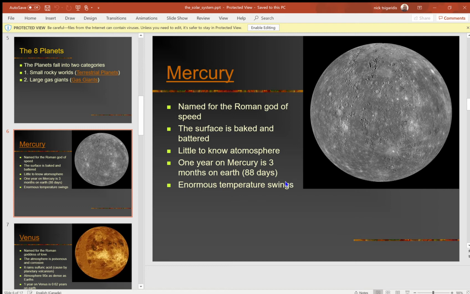It zips around the sun very quickly, in 88 days. It has enormous temperature swings because it doesn't have an atmosphere to normalize the temperature. On the light side of Mercury, the side facing the sun, you might be at plus 400 degrees, whereas on the dark side you might be at minus 200. So there are huge, enormous temperature swings that happen on Mercury.